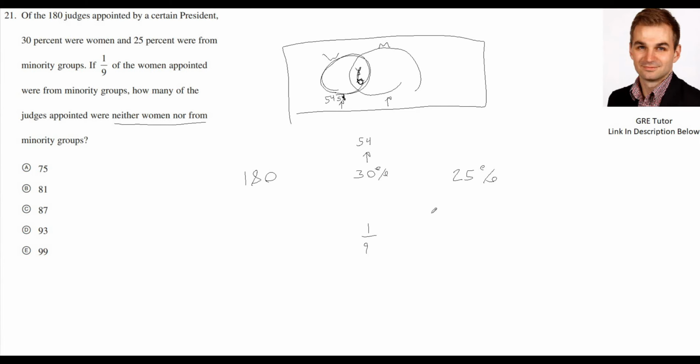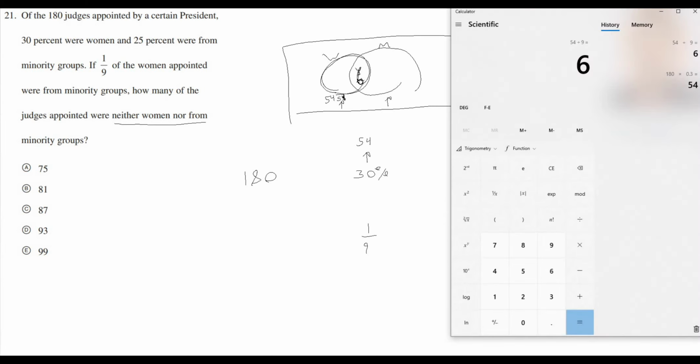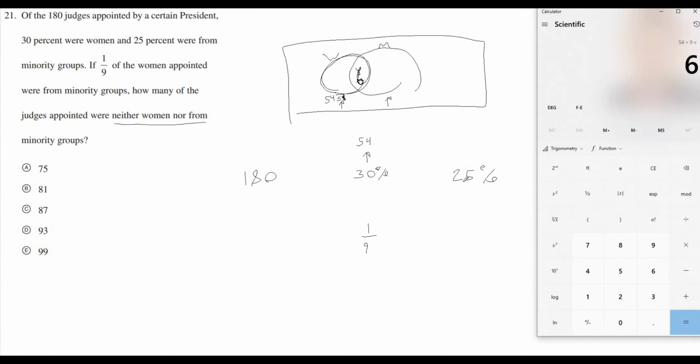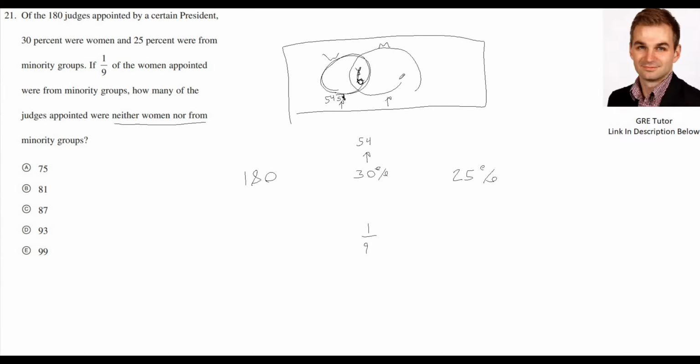And then how many are minorities? You take 180 divided by 4 or multiply by 25%. And the reason why you do that is because 25% of 180 is the number of minorities. So 180 times 0.25 is going to be 45. So you get 45 in this whole thing.